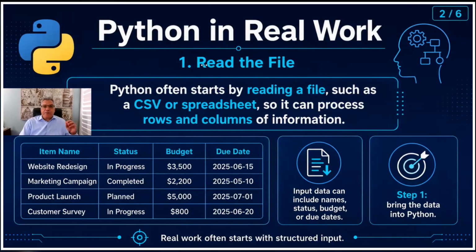The first step, you give Python the file. You give it as a CSV or a spreadsheet. You upload it, or you give Python the location. Then Python will read the file. This file could have information such as item name, status, budget, due date. Python will analyze all of this information and it will be ready for you, with your request of what you want to do with this information.